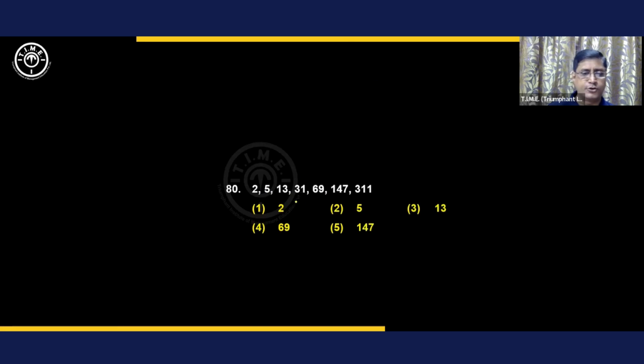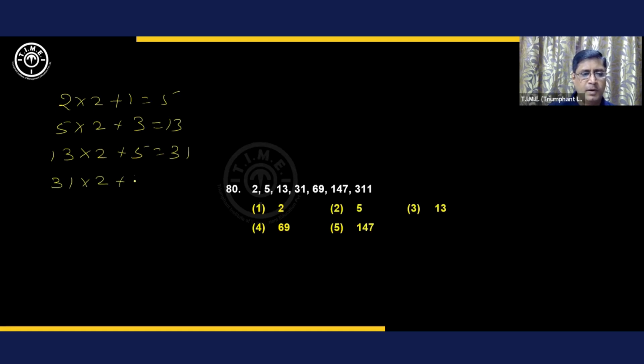2, 5, 13 and so on. 2 into 2 plus 1, that is 5. Now 5 into 2 plus 3, that is 13. Next, 13 into 2 plus 5, that is 31. 31 into 2 plus 7, it is 69. So 69 into 2 plus 11, that is 149. So what is the right answer here? 149. The answer choice is option number 5.